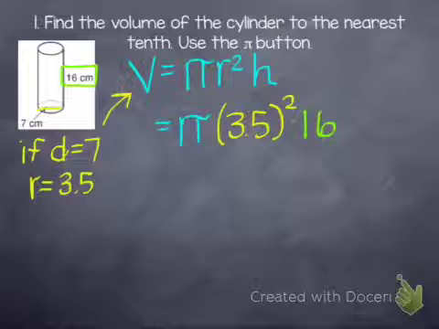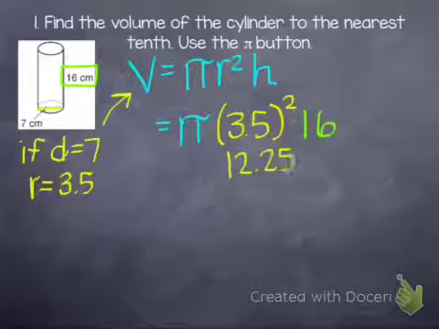So now I can start to simplify everything. 3.5 times 3.5 is going to give us 12.25. And then if we multiply that times 16, that is going to simplify down to 196, but we still have pi up here. We can't forget about our pi.